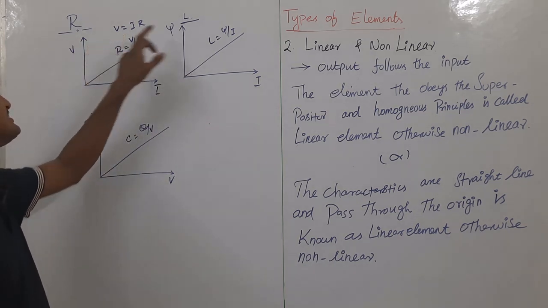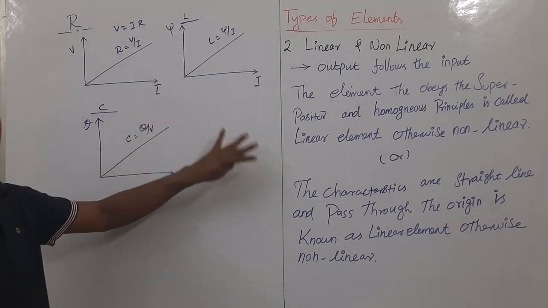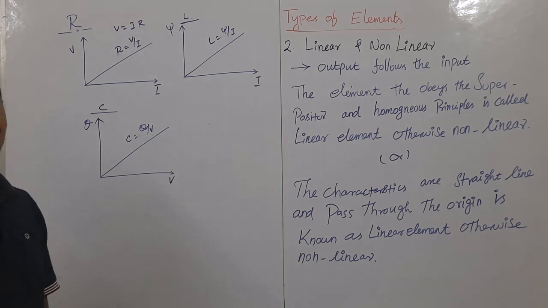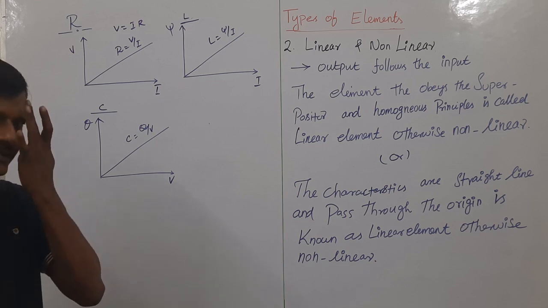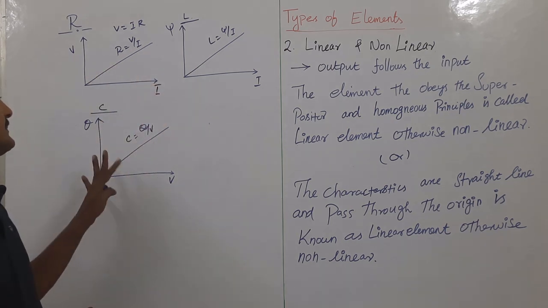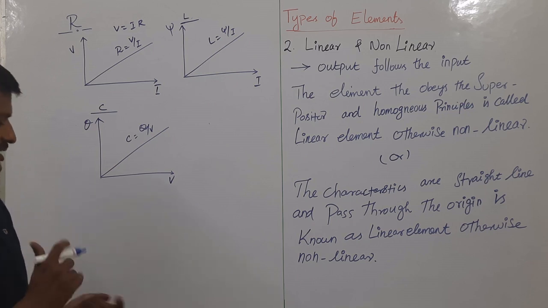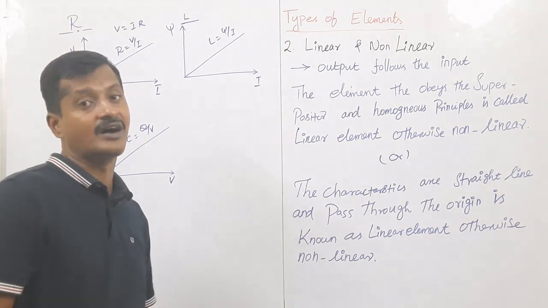So resistor, inductor, capacitors are linear elements, because for the characteristics curve we are taking an ideal resistance, ideal capacitor and ideal inductor. So there are no energy losses, unlike a practical inductor. So inductor, resistor, capacitors are all linear elements. Okay. Next we are taking examples for non-linear elements.